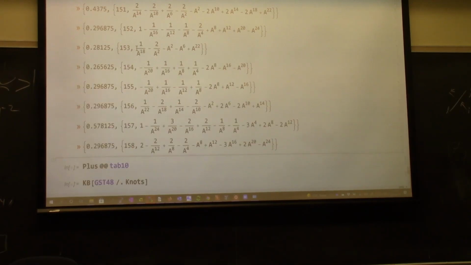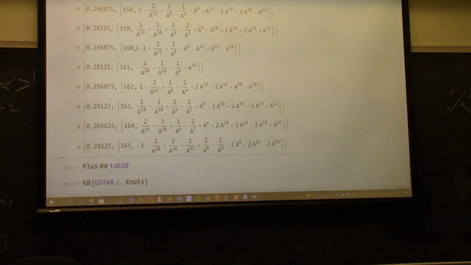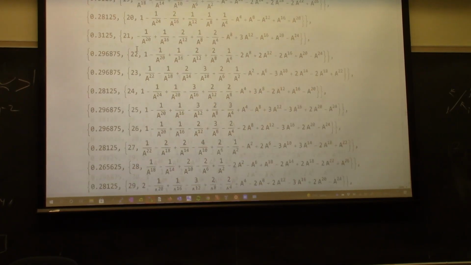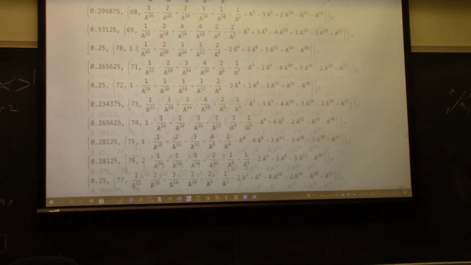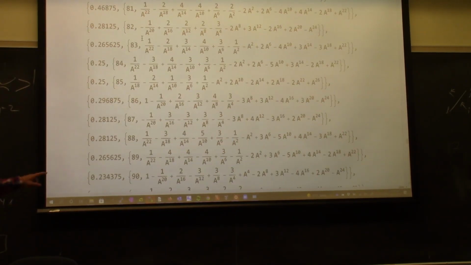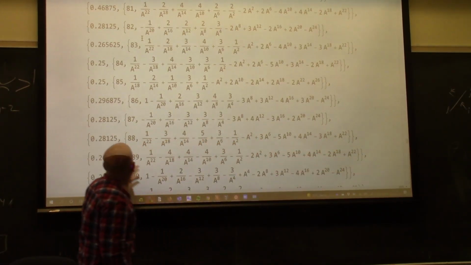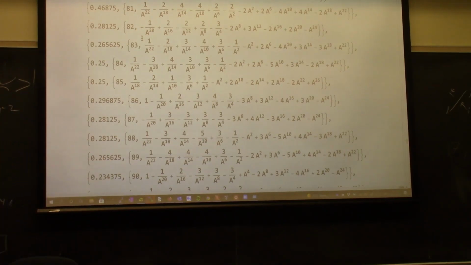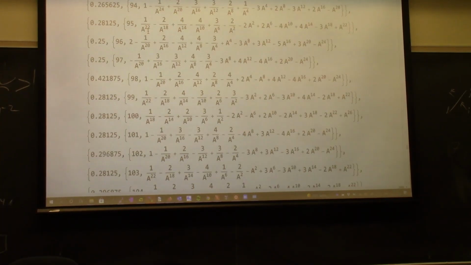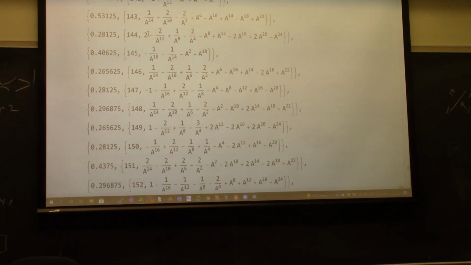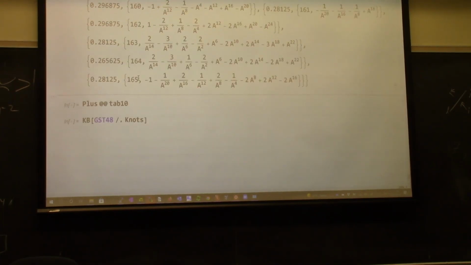So how long did it take altogether? Okay, here's the full table. And, right, so knot number 88 had this Kauffman bracket, and it took 0.28125 seconds to compute. Anyway, right, so what I'm going to do now is, should I explain how this works? Maybe I should.